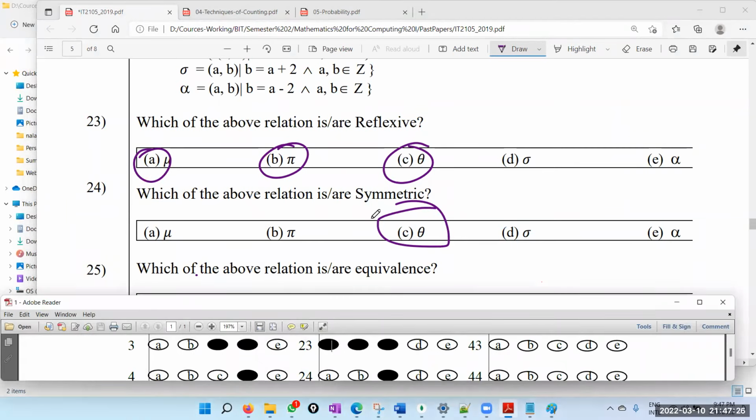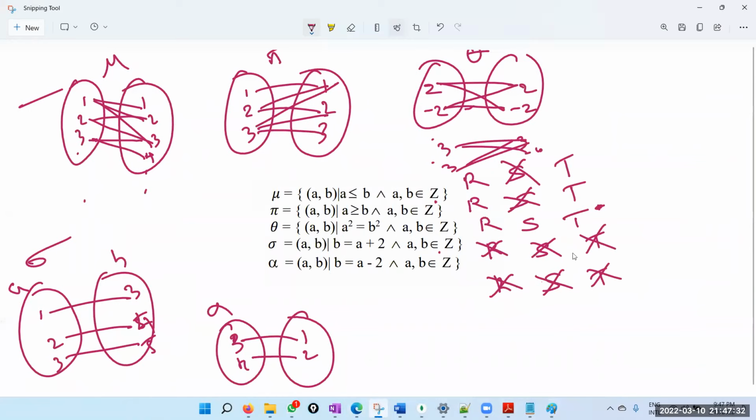Yes, C. Okay. Equivalence. If it is equivalence, it must be reflexive, symmetric, and transitive. Yes, I think we got one. This one, right? Reflexive, symmetric, and transitive. Theta.